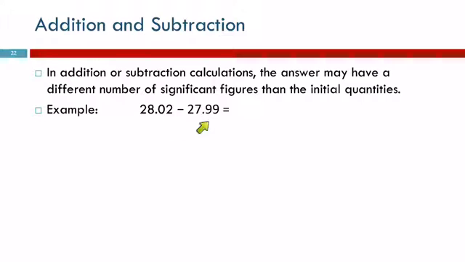So here we have two numbers, and if we subtract them, get out the calculator or the app on the cell phone, 28.02 minus 27.99, and the calculator gives us the answer 0.03. This is subtraction, so we need to look at number of decimal places. This number has 2 decimal places. This number also has 2 decimal places. So our final answer should have 2 decimal places. In this case, we don't need to round or do anything else. What the calculator gave us is fine.